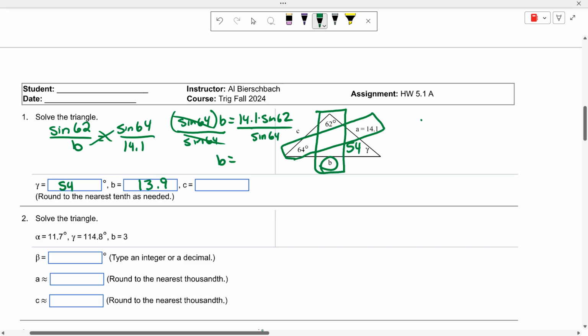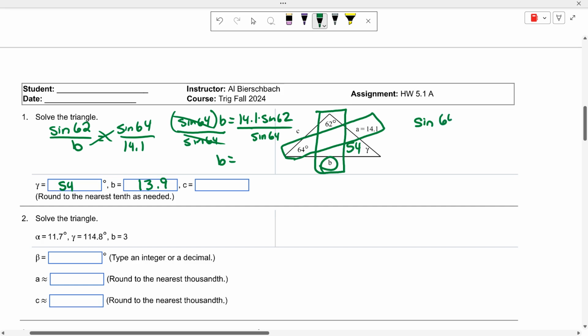Now, can I use the answer that I just found and go the sine of 62 over 13.9 equals the sine of 54 over c? Would that work? It would work, but not very well. The reason why is this is a rounded answer. We want to use the exact answer, the exact numbers. These are exact numbers because they're given to us at the start of the problem. So you want to use what's given to you at the start, not a rounded answer, when at all possible. And we'll see when that's not possible later today.